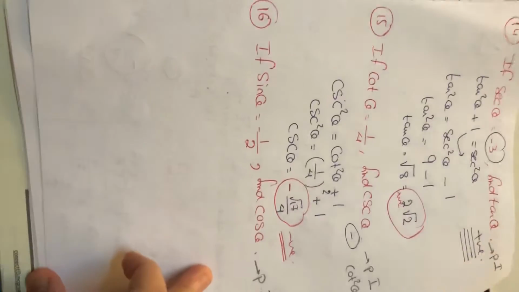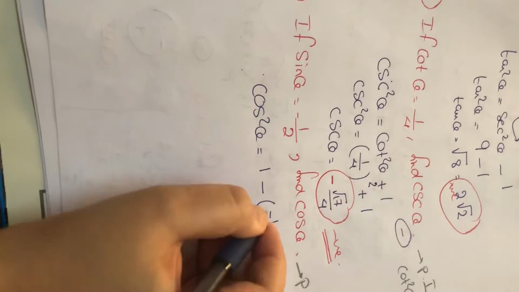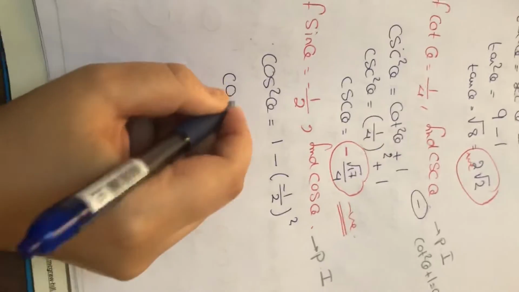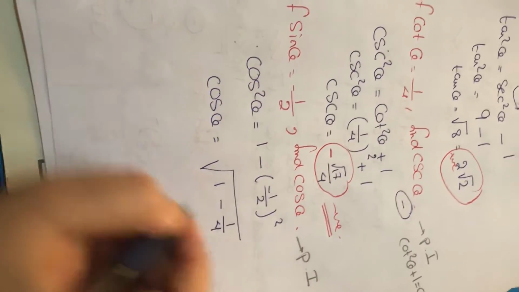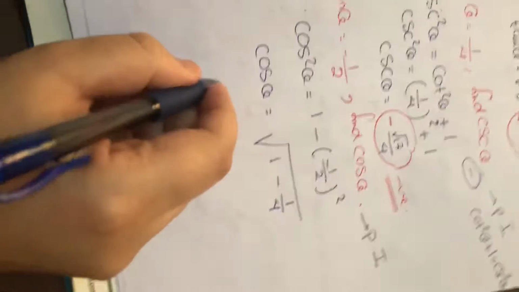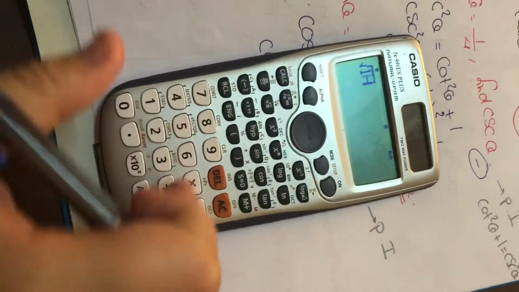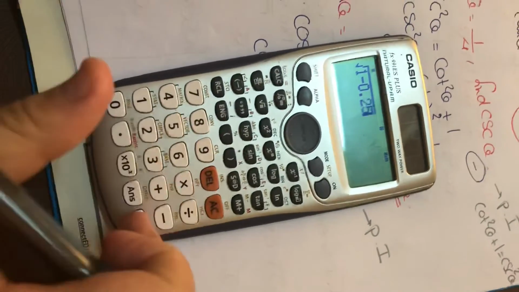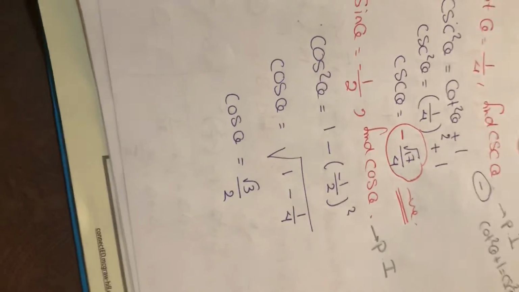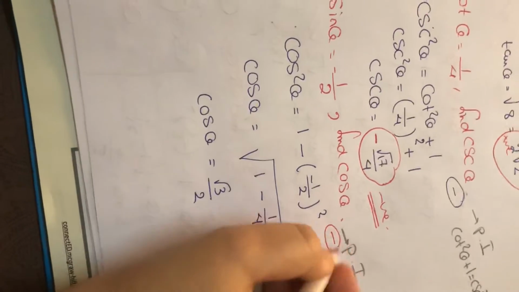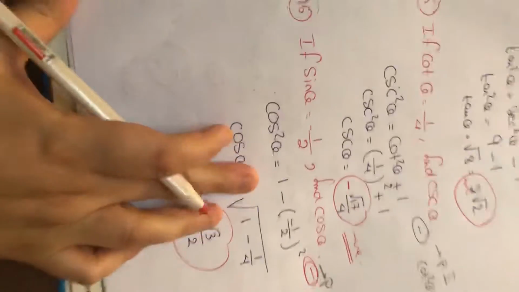Again, for sine and cosine, there's a Pythagorean identity. So cosine squared theta is equal to 1 minus negative 1 over 2 squared. So cosine theta is equal to root of 1 minus 1 over 4, root of 1 minus 0.25, which is root of 3 over 2. I didn't remind myself from the beginning that my answer has to be negative, so this has to be negative because I'm in quadrant 3.